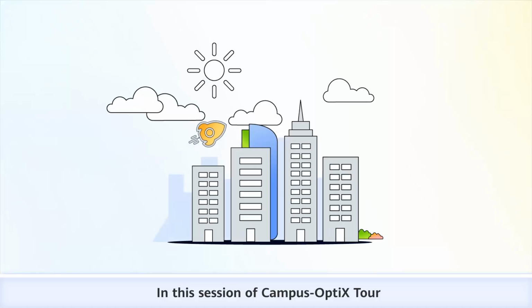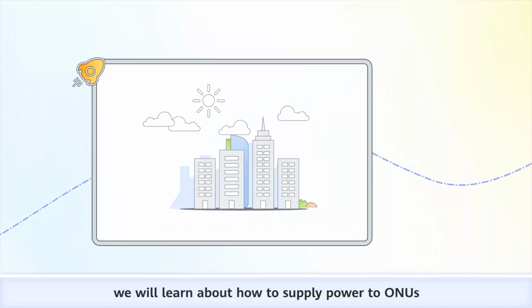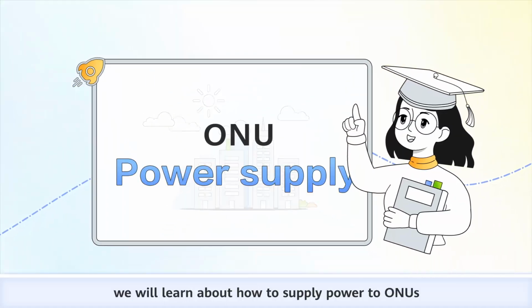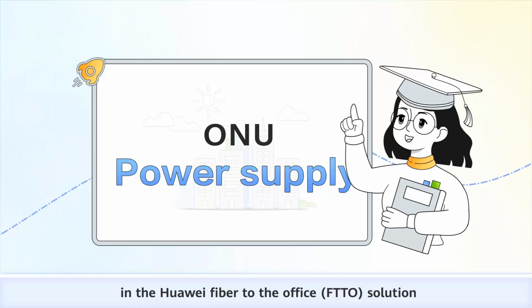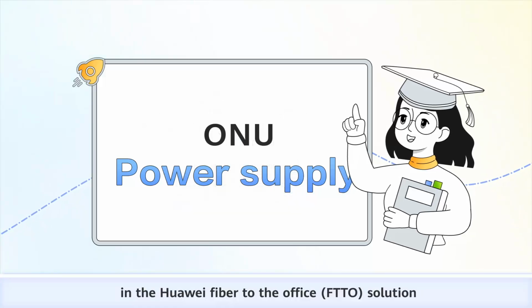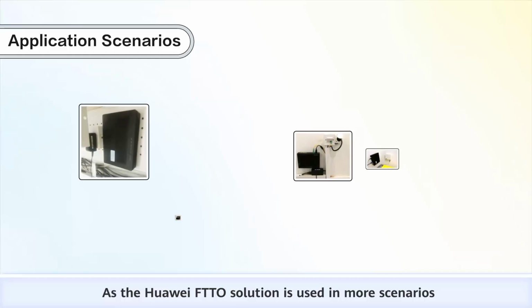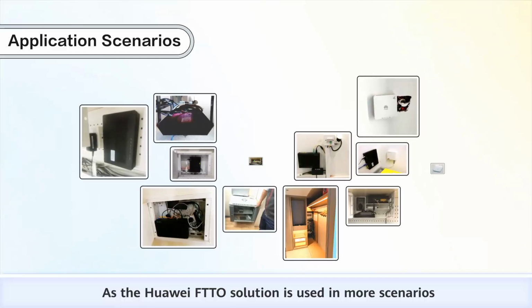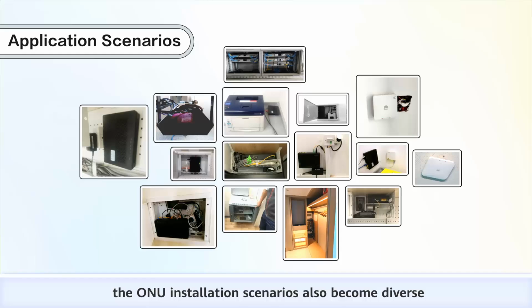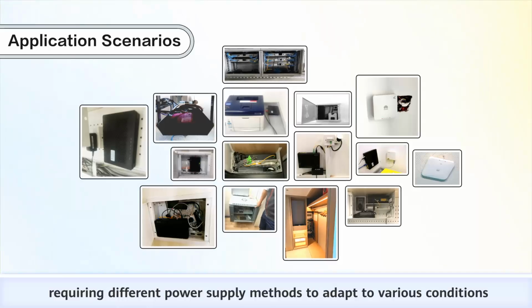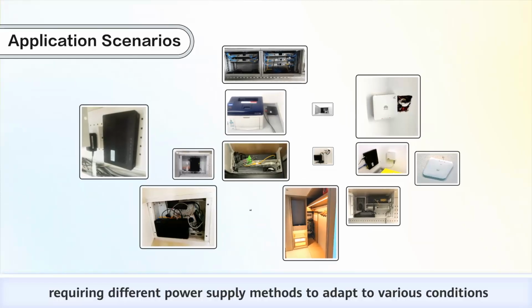In this session of Campus Optics Tour, we will learn about how to supply power to ONUs in the Huawei Fiber to the Office FTTO solution. As the Huawei FTTO solution is used in more scenarios, the ONU installation scenarios also become diverse, requiring different power supply methods to adapt to various conditions.